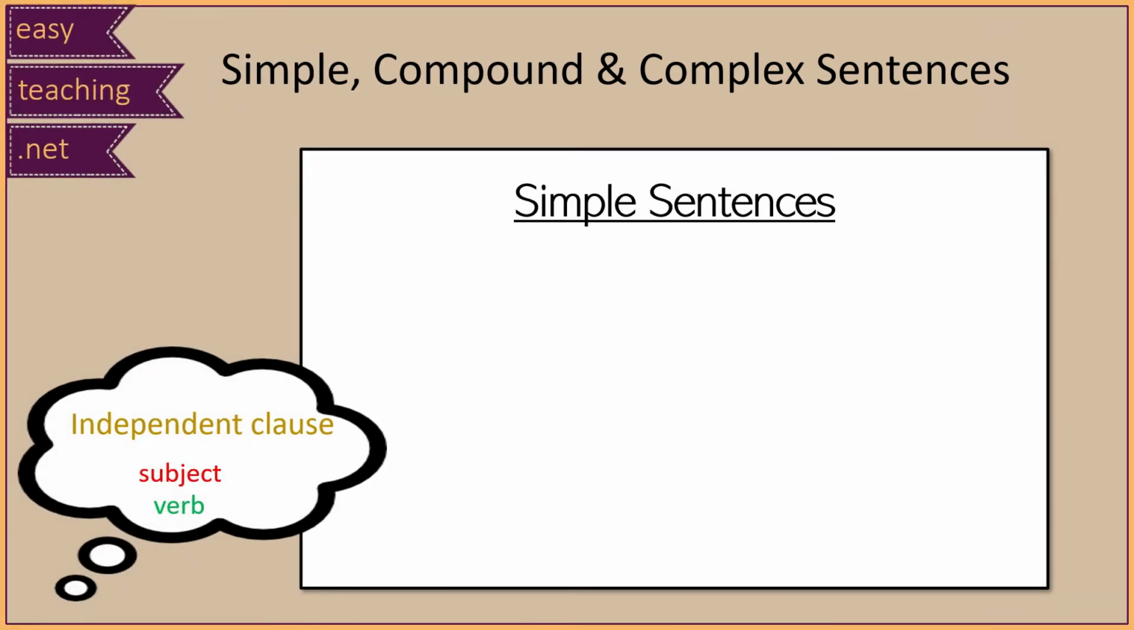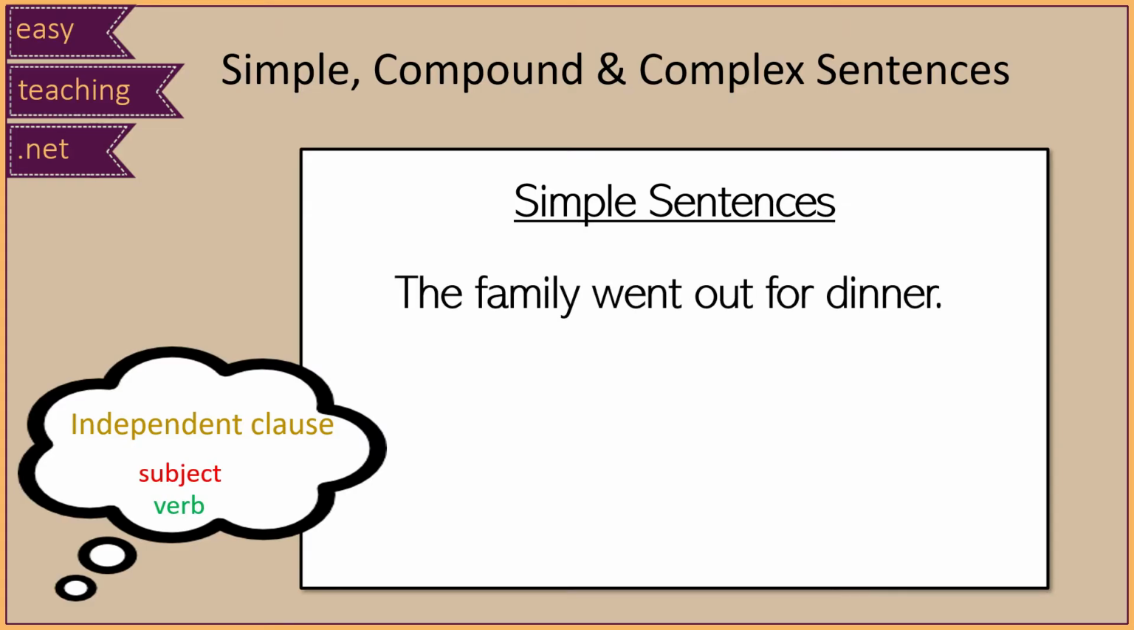Here we'll take a look at some examples of simple sentences. The first, the family went out for dinner. Here is the subject of the sentence, and here is the main verb, the action being taken by the subject. It makes sense and so is a completed thought.